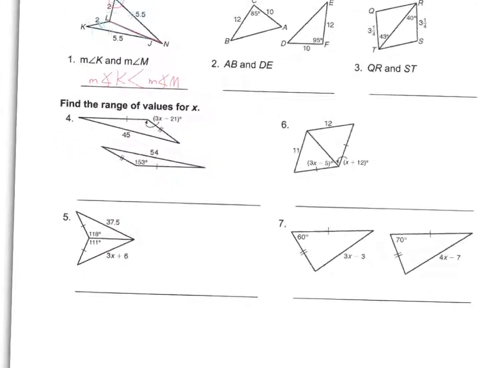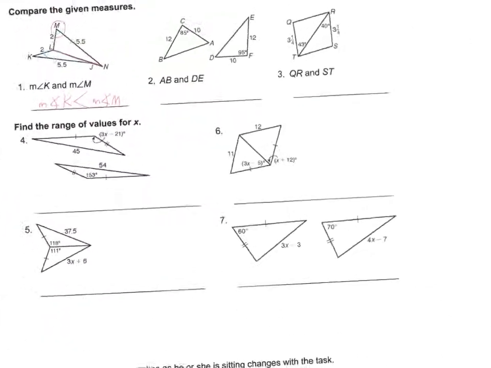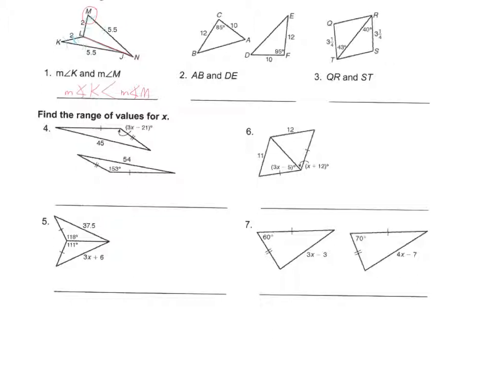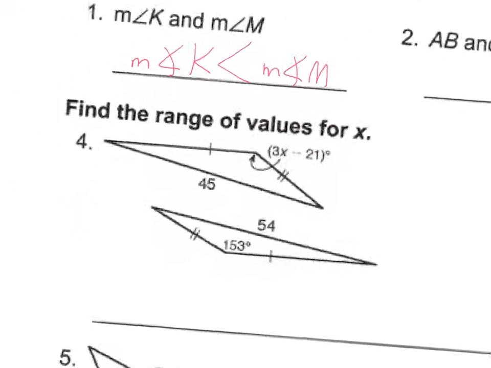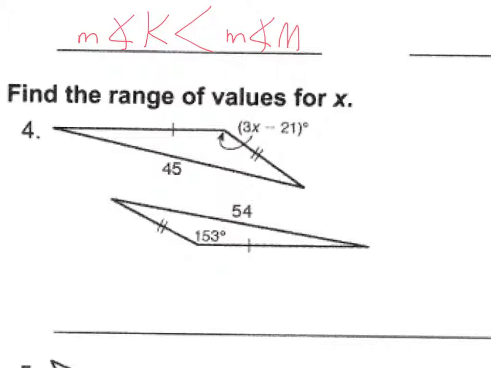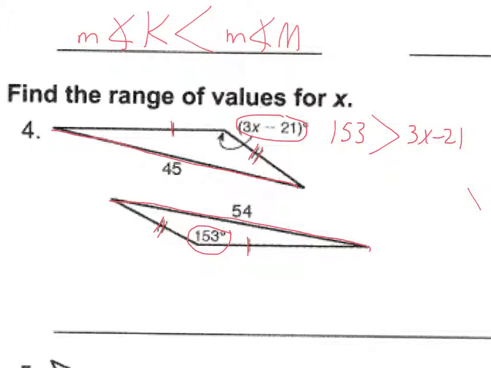Now number 4 and 7, we'll talk about this. It's a similar situation. Actually, let's zoom in on that one too. But this time we're finding the range here. We've got congruent segments. I've got this length of 45. I've got this length of 54. Which one is larger? Well, the 54 is, which means angle 153 is greater than the other angle, which is 3x minus 21. You end up with an inequality there.